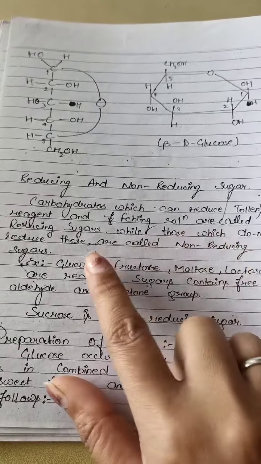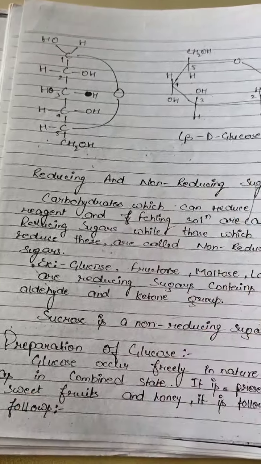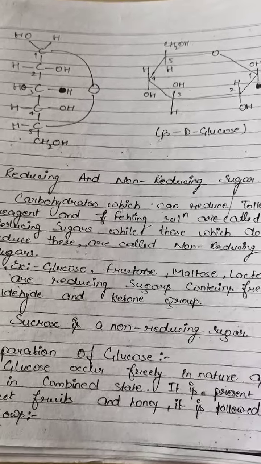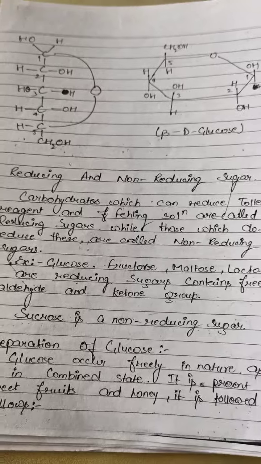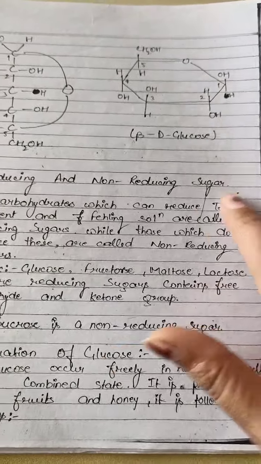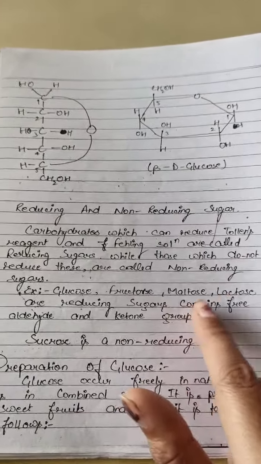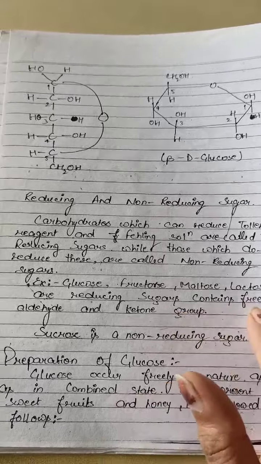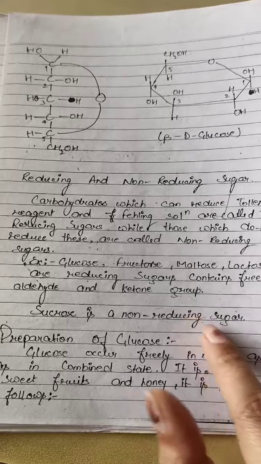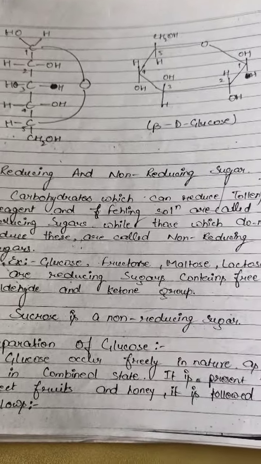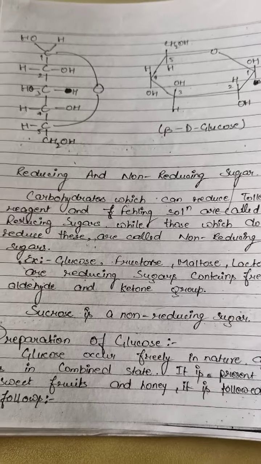While those which do not reduce, which do not reduce the starch, do not reduce the other fats, are said to be non-reducing sugars. At that time also we are using Tollens reagent and Fehling's solution. So for example, glucose, fructose, maltose, lactose are reducing sugars containing a free aldehyde or ketone group. Now, in other words, we can say sucrose is a non-reducing sugar. In a one mark question in your paper, it can come: tell the non-reducing sugar. So it is sucrose.